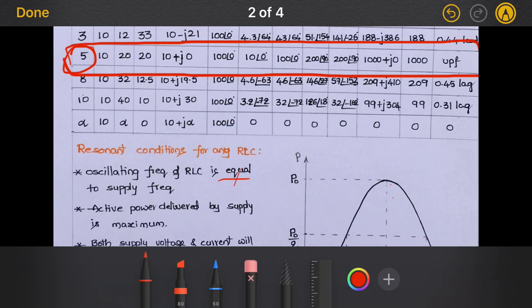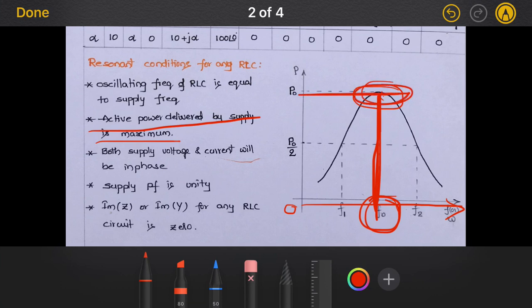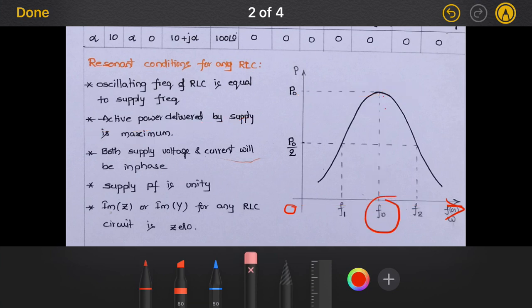And the next thing is the active power delivered by the supply is maximum. So whenever the active power delivered by the supply is maximum, that condition is nothing but resonant condition. That frequency is a resonant frequency. At this particular frequency, power delivered to the circuit is at its maximum value. Then that condition is resonant condition. That is also another definition for resonance.